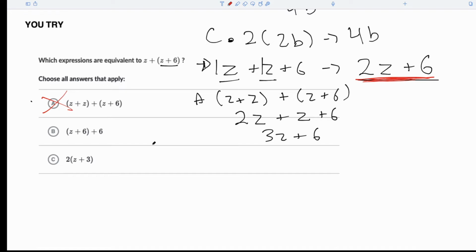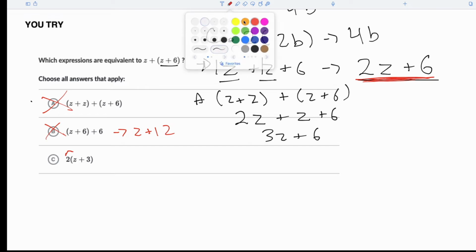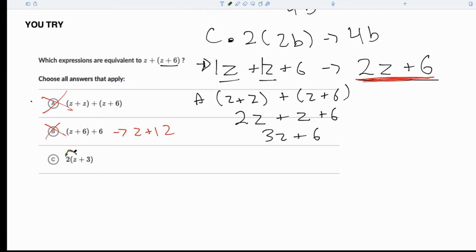All right, what's the answer? Camden. And that doesn't work. Z plus 12 does not match. Cross it out. Does C work, Camden? 2 times z is 2z. 2 times 3 is 6. 2z plus 6 matches 2z plus 6, so that works.